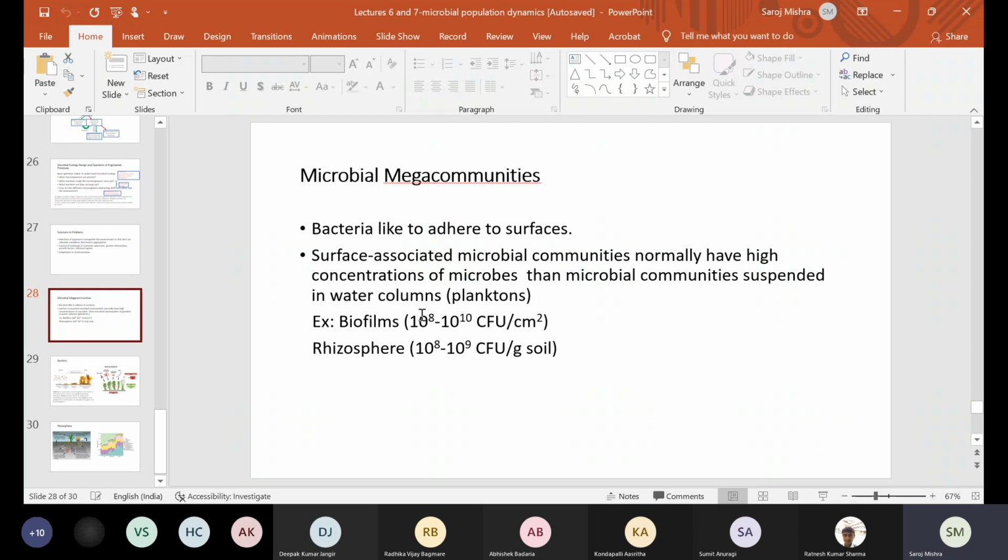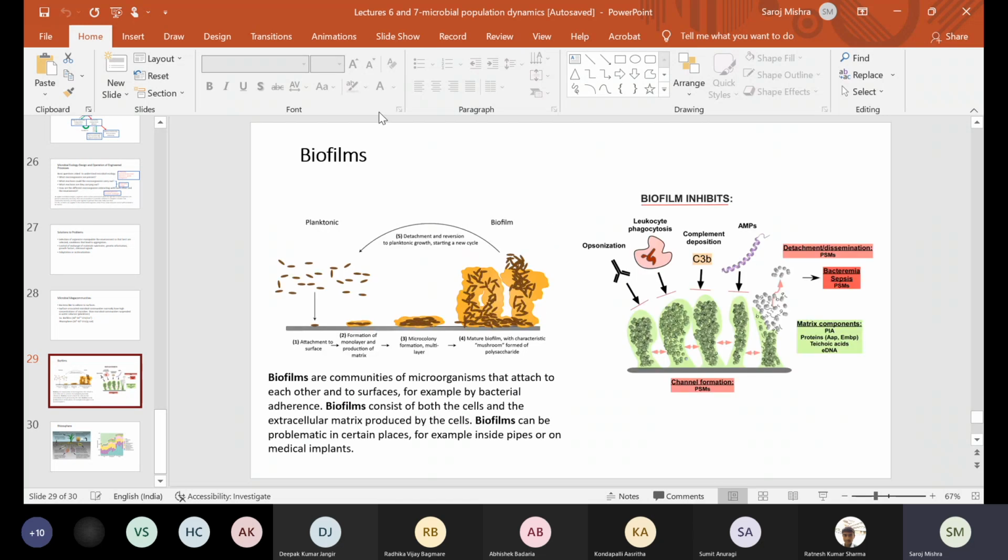They contain a large number of colony forming units, which are nothing but microbes. So something like a biofilm, which is a mega community, could contain 10 to the 8 to 10 to the 10 colony forming units per centimeter square. The rhizosphere, which is a very specialized area surrounding the roots of a plant, can also contain so many CFU per gram of soil. So here is a picture of a biofilm.